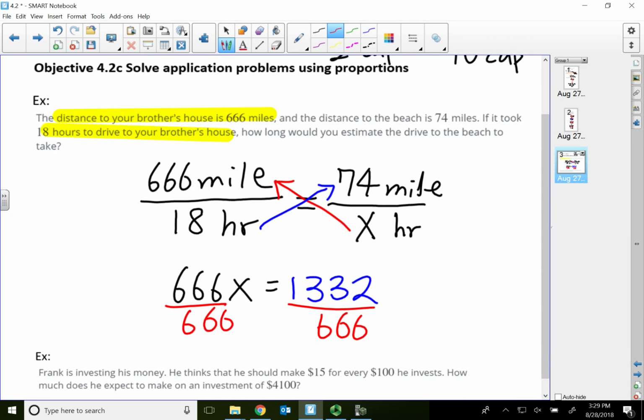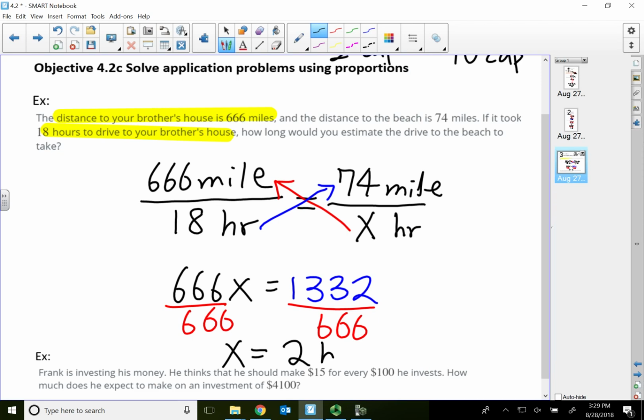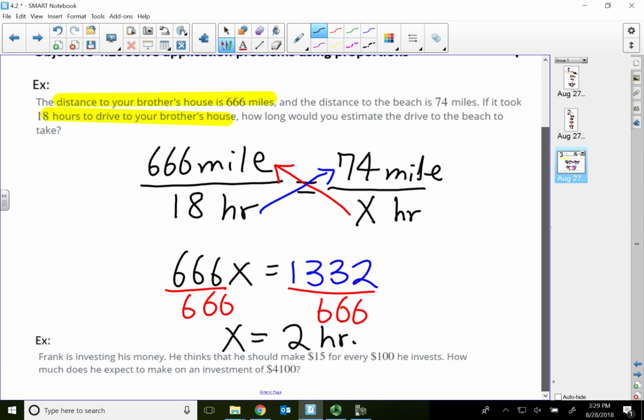So my answer got to be lesser than 18 hours because 666 miles for 18 hours, 74 miles is way less than 600 something. So this number of hours got to also be smaller than 18. So now with the 1332 on my calculator, I'm going to say divided by 666. That will tell me it's going to be 2 hours. It will take 2 hours to drive to the beach.